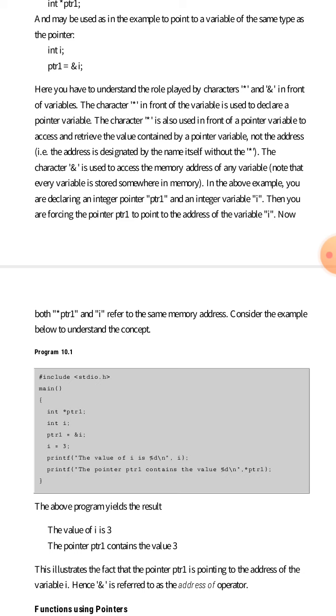Printf the value of i is %d, and the second statement is printf the pointer ptr contains the value of %d, that is *ptr1. The result of our example is: the value of i is 3, and the pointer ptr contains the value 3, because ptr1 stores the address of variable i. This illustrates the fact that pointer ptr1 is pointing to the address of variable i, hence the & is referred to as the address-of operator.